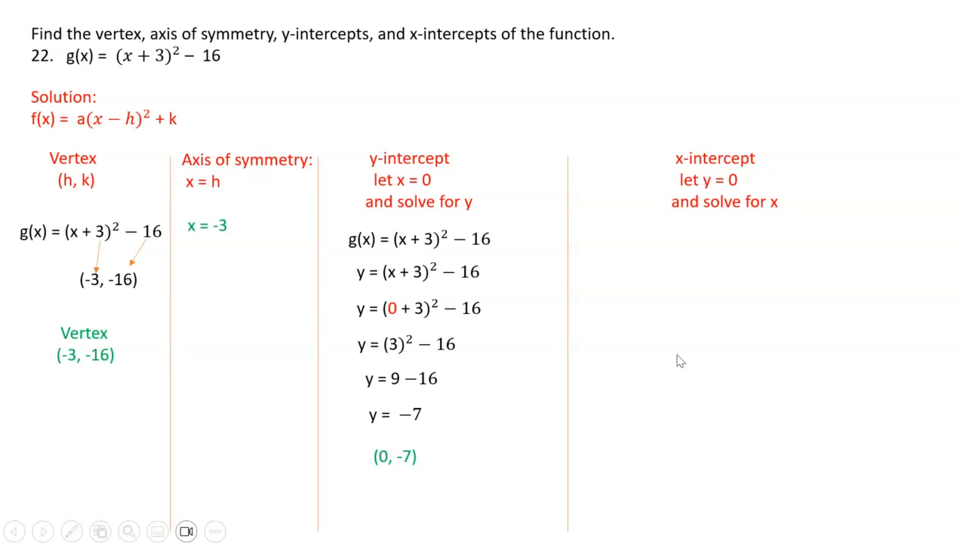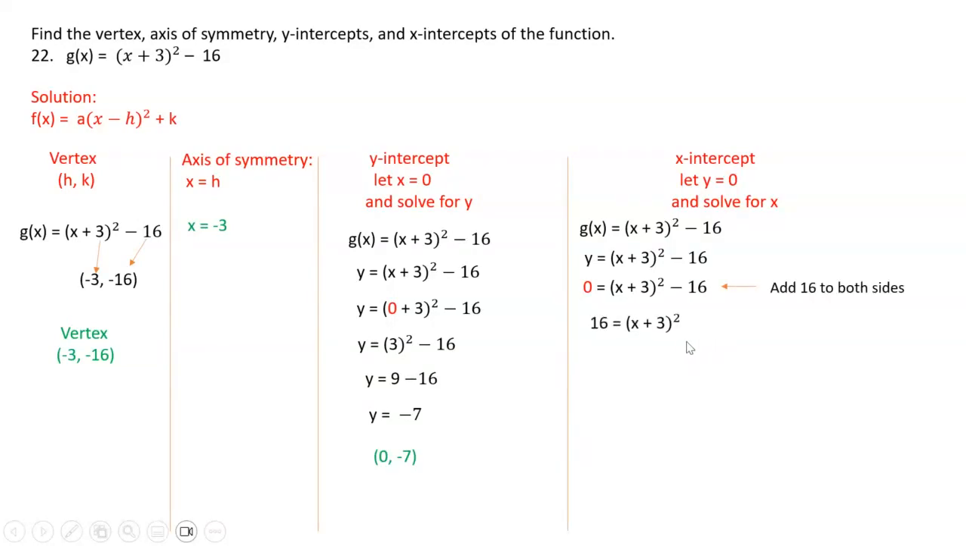Now to find the x-intercept, we have to solve for x while we let y equal 0. Right, so the first thing we have to do here is add 16 to both sides. So it gives us 16 equals (x plus 3) squared. Now how do we get rid of the square? We use the square root, to both sides. I just brought the x plus 3 to the left side and the 16 to the right side.